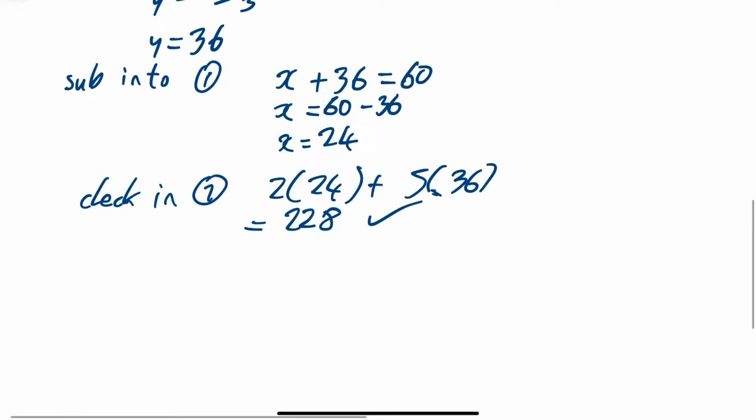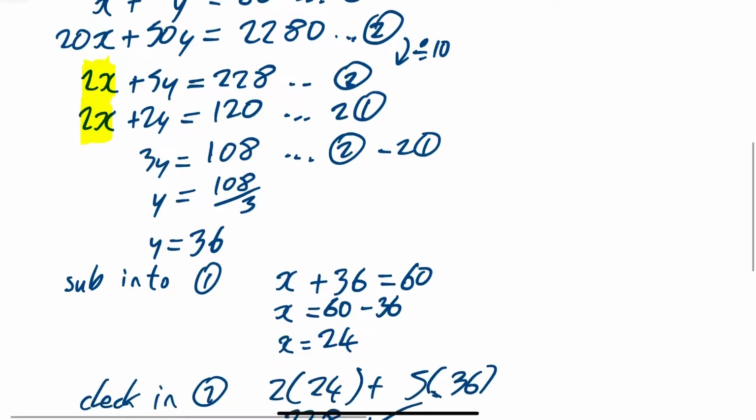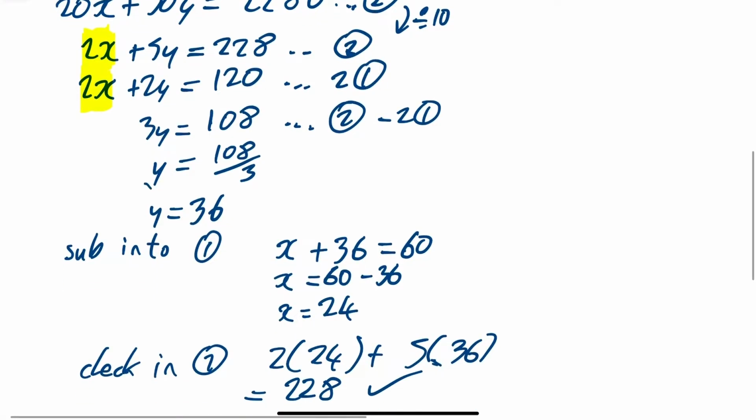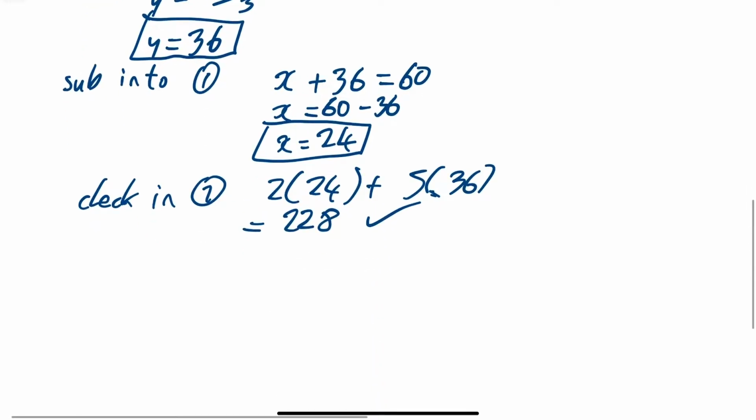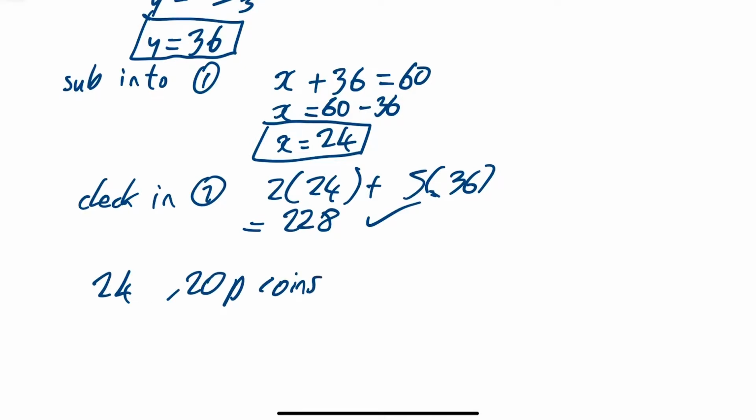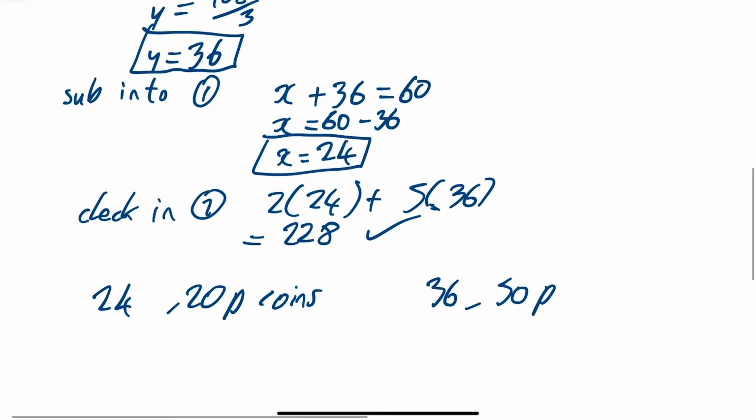So your answer, what was our x value? I've forgotten already. Nice thing to do in these, by the way, which I forgot to do, is put these in a wee box as you go along. Just makes it easier for you to find your answers at the end. So x was the number of 20p coins. So we have 24 20p coins. And your y then, you're going to have 36 50p coins. There we go.